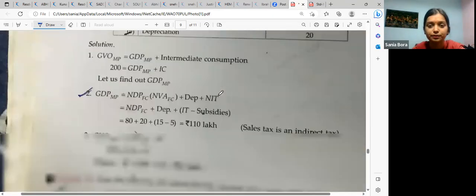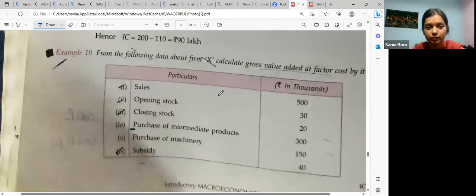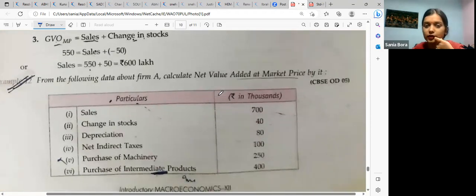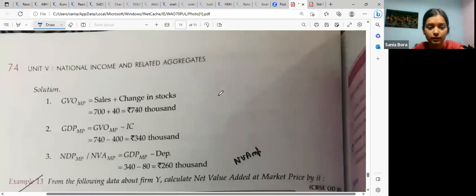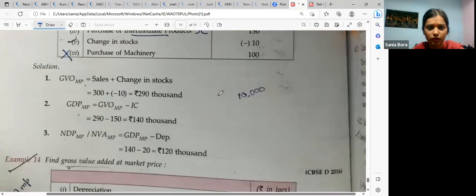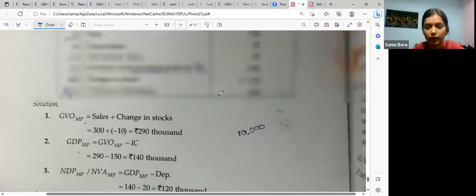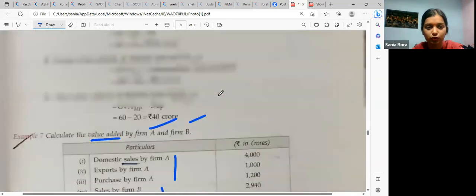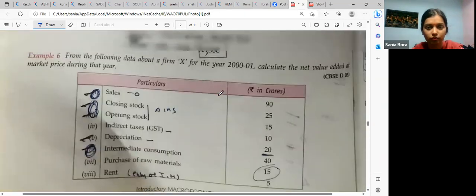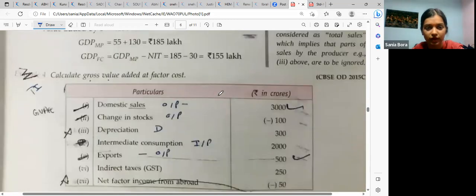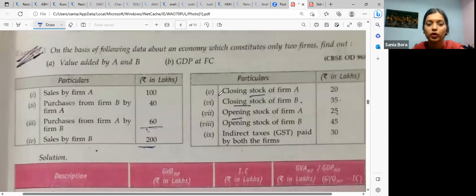Now there is one more question. Just check if they have given any other question like this. Firm A, firm Y they have given. Okay, so only one such question is given to you. Let me just check if they have given any other question. Yeah, one more question is there.